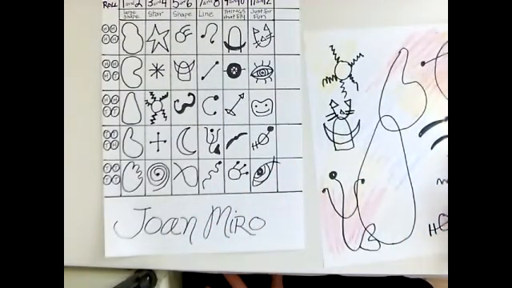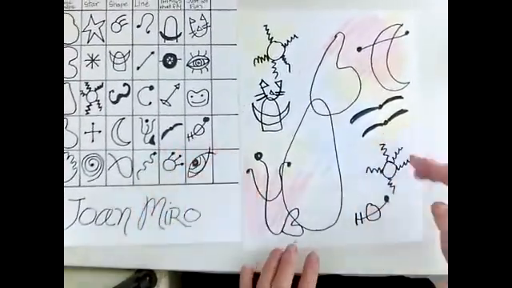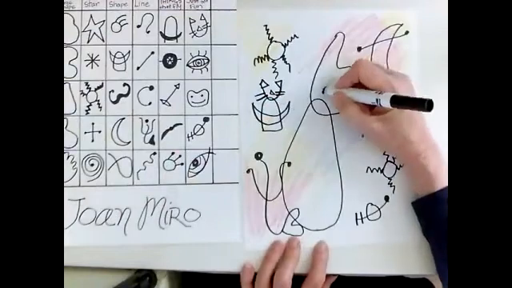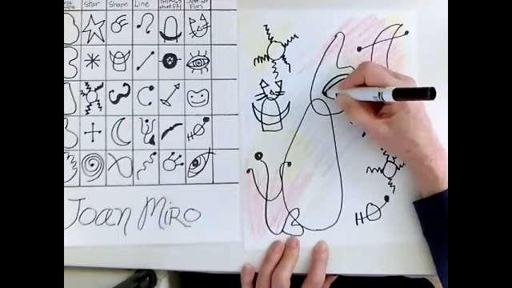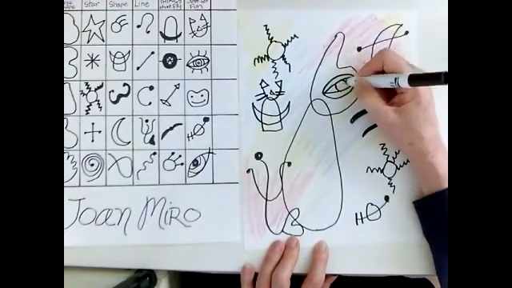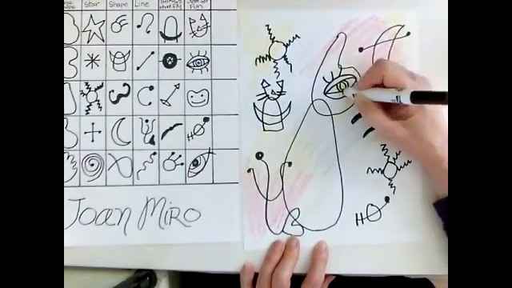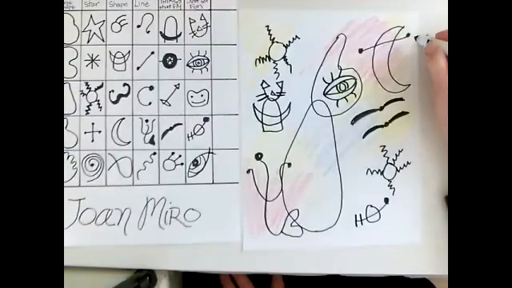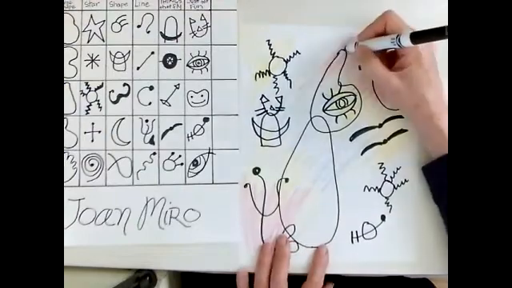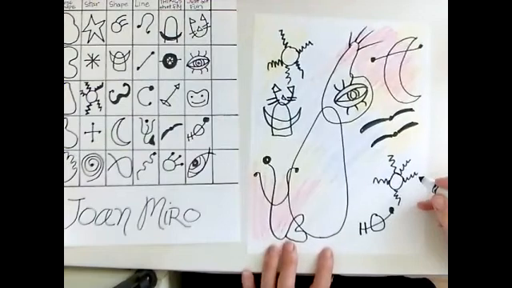Okay, those are all my coin toss things. Now I can add things to my picture if I want to. So I think I just really love this eyeball. So I'm going to put this eyeball right here because this strange shape needs an eyeball. So, eyelashes. All right. In Miro's picture, a lot of times he had hair, but it was just little spiky lines. So I'm going to put hair on the top of this creature.